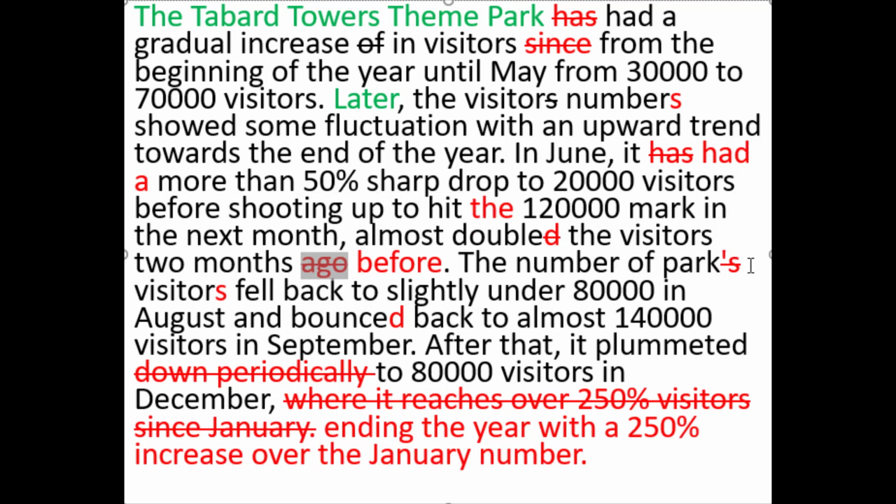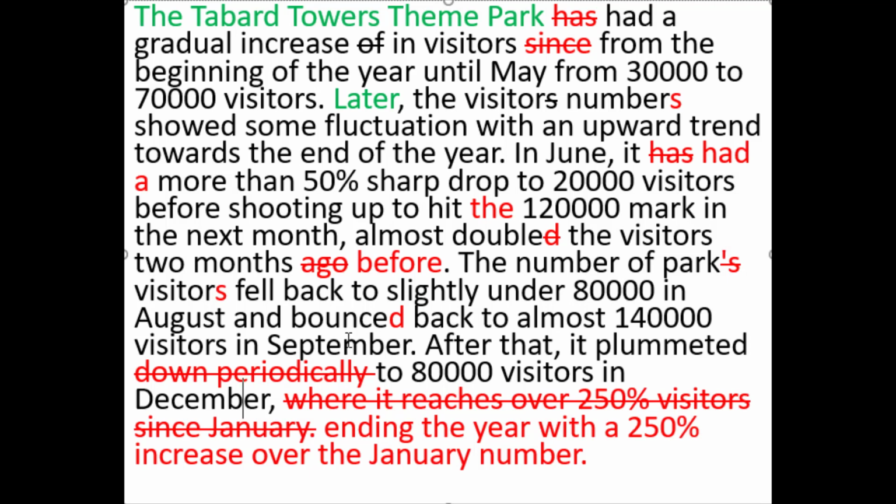The number of park, so we don't need this here. We don't need this apostrophe S. We do need an S with the visitors because they are, well, plural, more than one visitor. And here again, we need to be consistent with the tenses. Bounce back. I do like the phrase bounce back, but just let's keep the tense consistent. Now here they wrote plummeted down. Well, to plummet means to fall down sharply. So we don't need the down, that's redundant. Plummeted down periodically to 80,000 visitors in December.